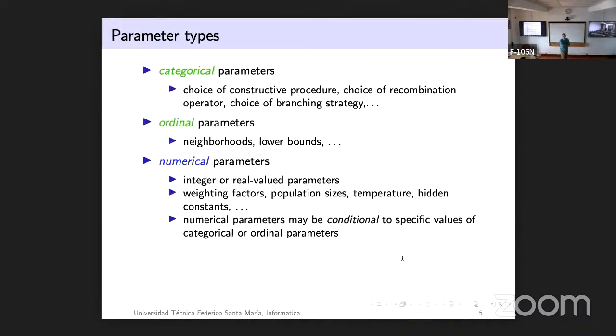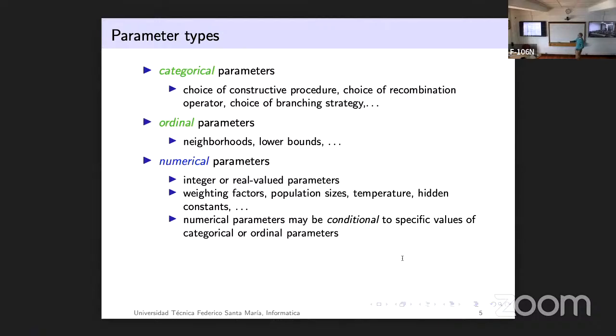The parameter types that one has are, first, categorical parameters. So there is the choice of the construction procedure, the choice of recombination operators, the choice of branching strategies, and so on and so on. And one has also ordinal parameters, so the neighborhoods, lower bounds, and so on. And then you have the numerical parameters. Yeah, so there are integer or real-valued parameters. There are weighting factors, population sizes, temperatures, hidden constants.